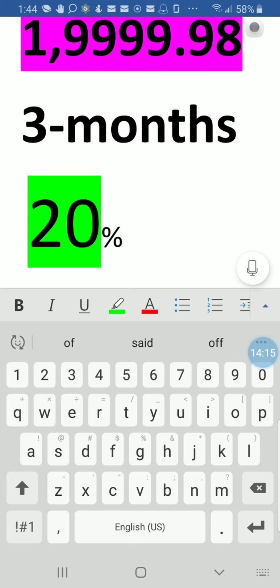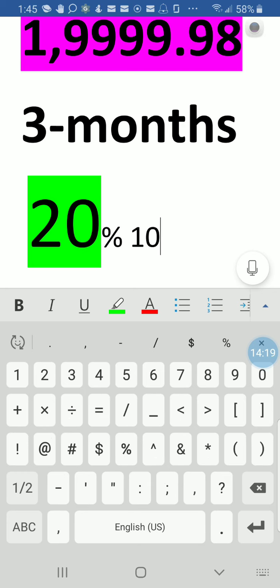So let's just say that if you pay 10% or something like that one week, and then maybe the following month or so you go ahead and pay 20%.